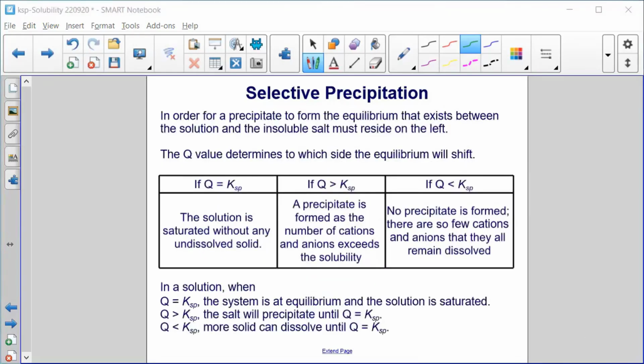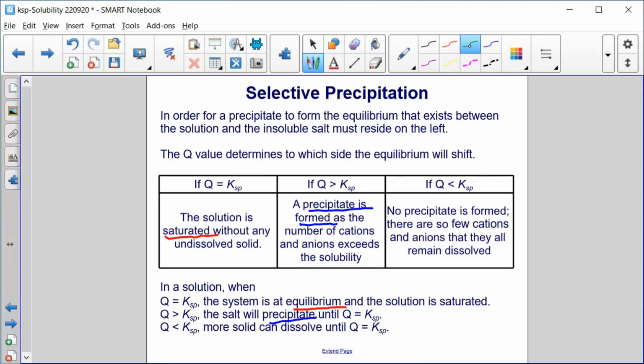If Q is equal to Ksp, the solution is saturated and there's no undissolved solid, so we won't see any precipitate. At this point, we would say that the system is at equilibrium. If Q is greater than Ksp, then a precipitate is formed as the number of cations and anions exceeds the solubility. So in this case, we will see a precipitate until Q is equal to Ksp, at which point equilibrium is established.